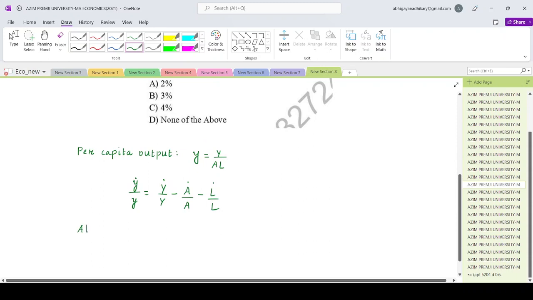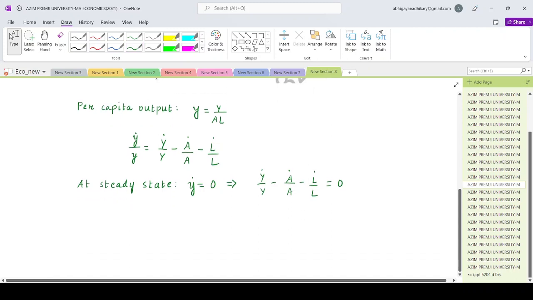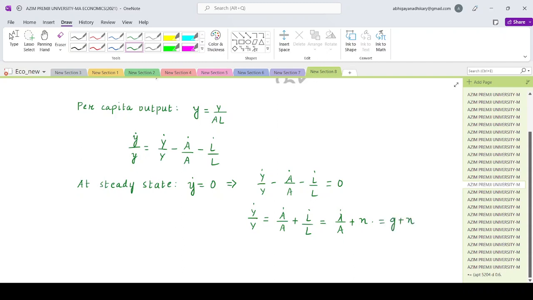At steady state, per capita capital stock stops growing, so small y dot equals 0. That means the left hand side is 0. So capital Y dot by Y minus A dot by A minus L dot by L equals 0. This means Y dot by Y equals A dot by A plus L dot by L. L dot by L is the growth rate of labor, which is n, and A dot by A is g. That is g plus n.